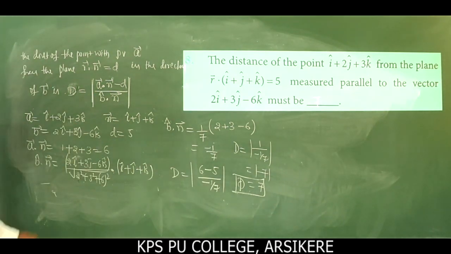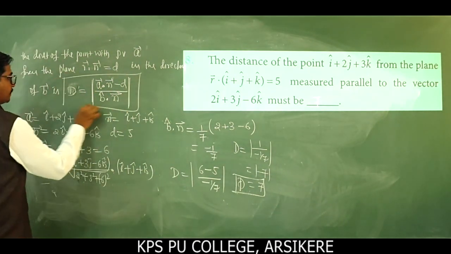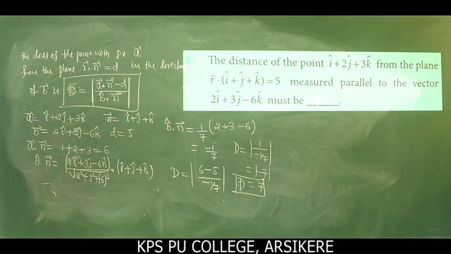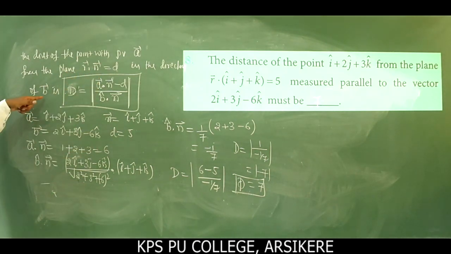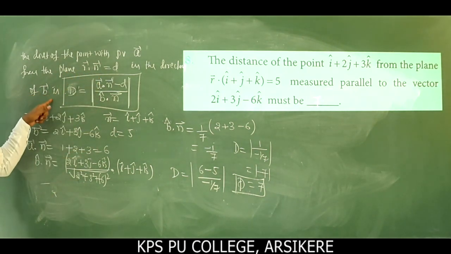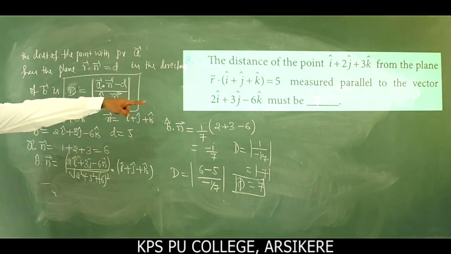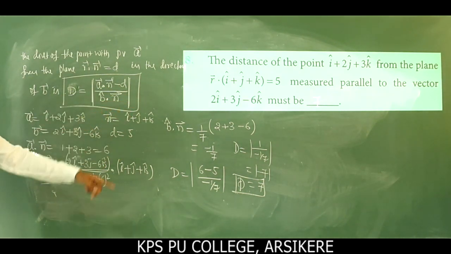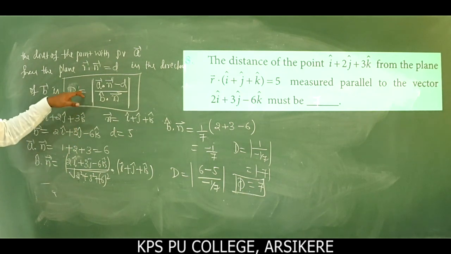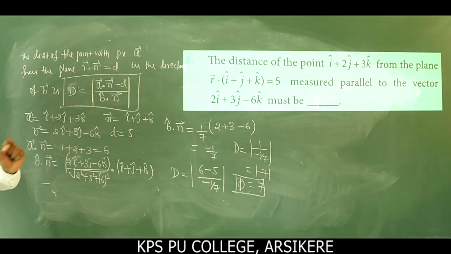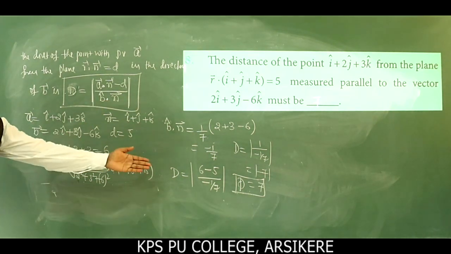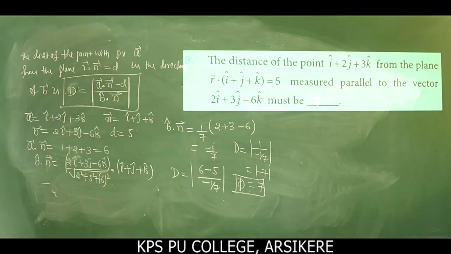This is important, so you should remember this formula. The distance of the point with position vector A from the plane vector r dot vector n is equal to d, in the direction of vector B. Parallel means in the direction of vector B, right? The second vector is in the direction of this one, parallel. Therefore, that value is equal to 7. And the distance is vector A dot n minus d divided by B cap dot vector n. This is question number 8. The answer will be 7. Take a pause and note.